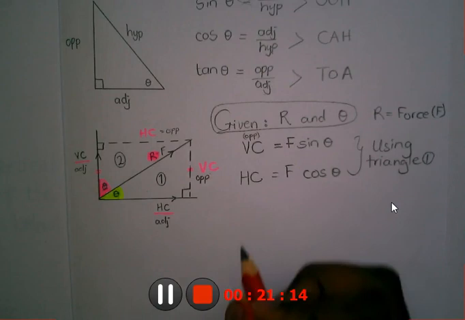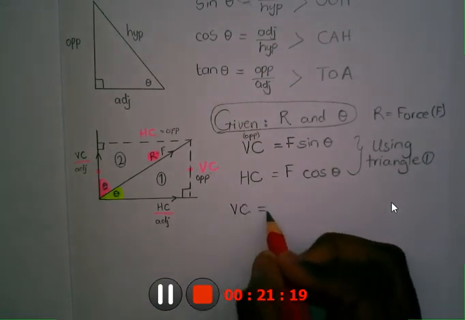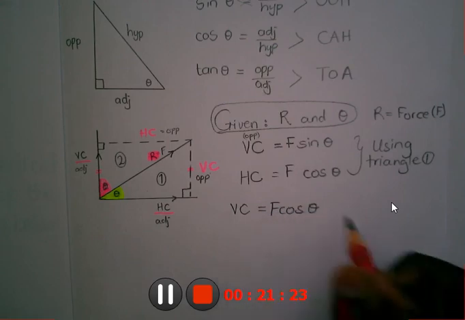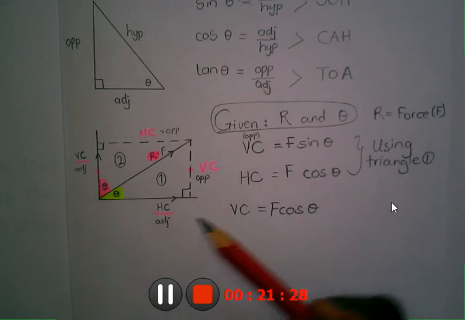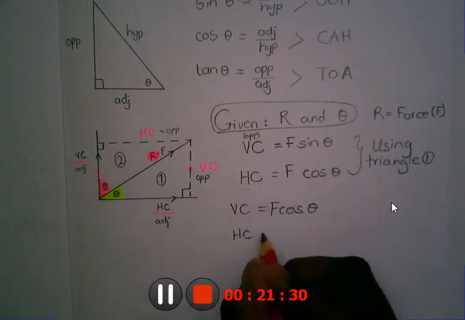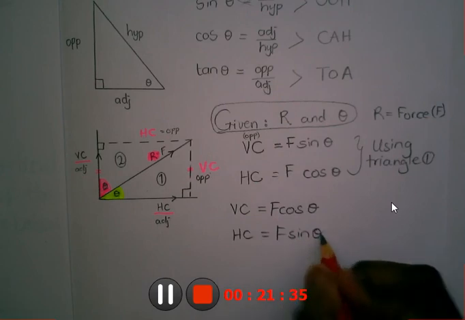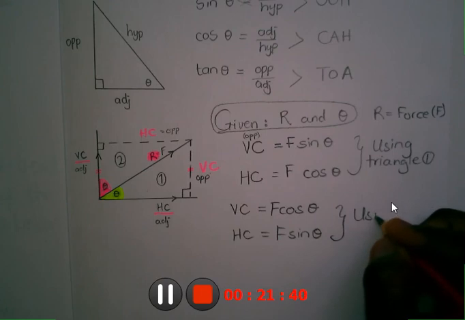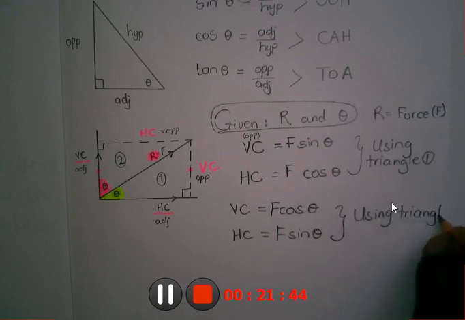Now if you are using triangle 2, it means your vertical component will be equal to force cos theta, because now you have the adjacent side on VC, and then your horizontal component will be force sin theta. This is when you are using triangle 2.